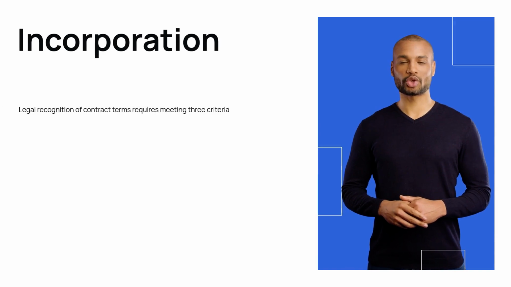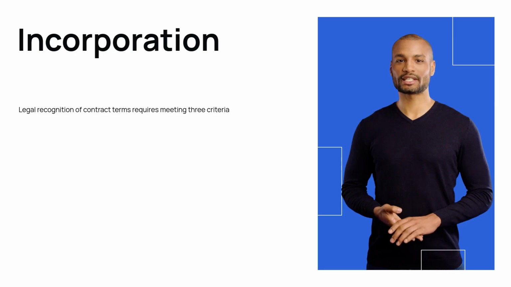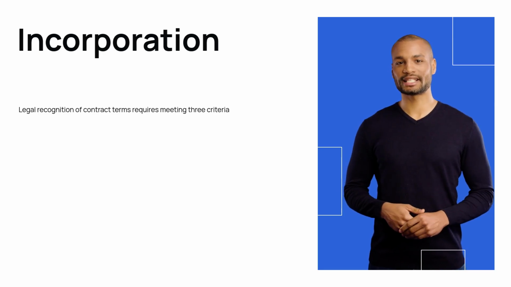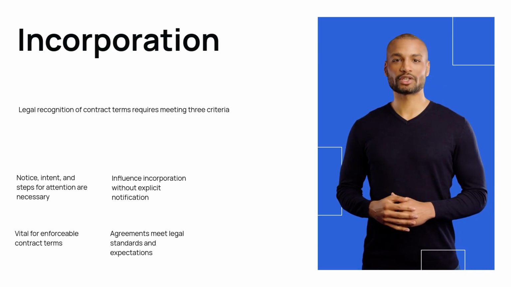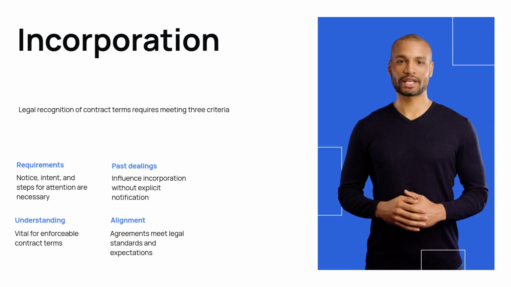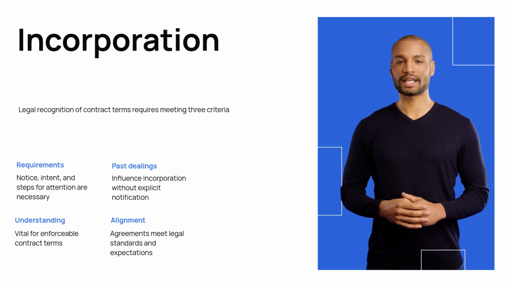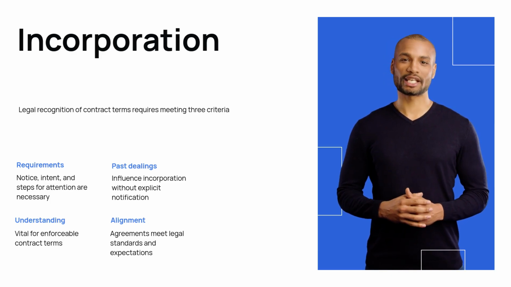Incorporation in contracts ensures terms are legally recognized. Three requirements must be met: notice, contractual intent, and reasonable steps for attention. Past dealings can influence incorporation without explicit notice. Understanding incorporation is vital for ensuring contract terms are enforceable. It aligns agreements with legal standards and expectations.